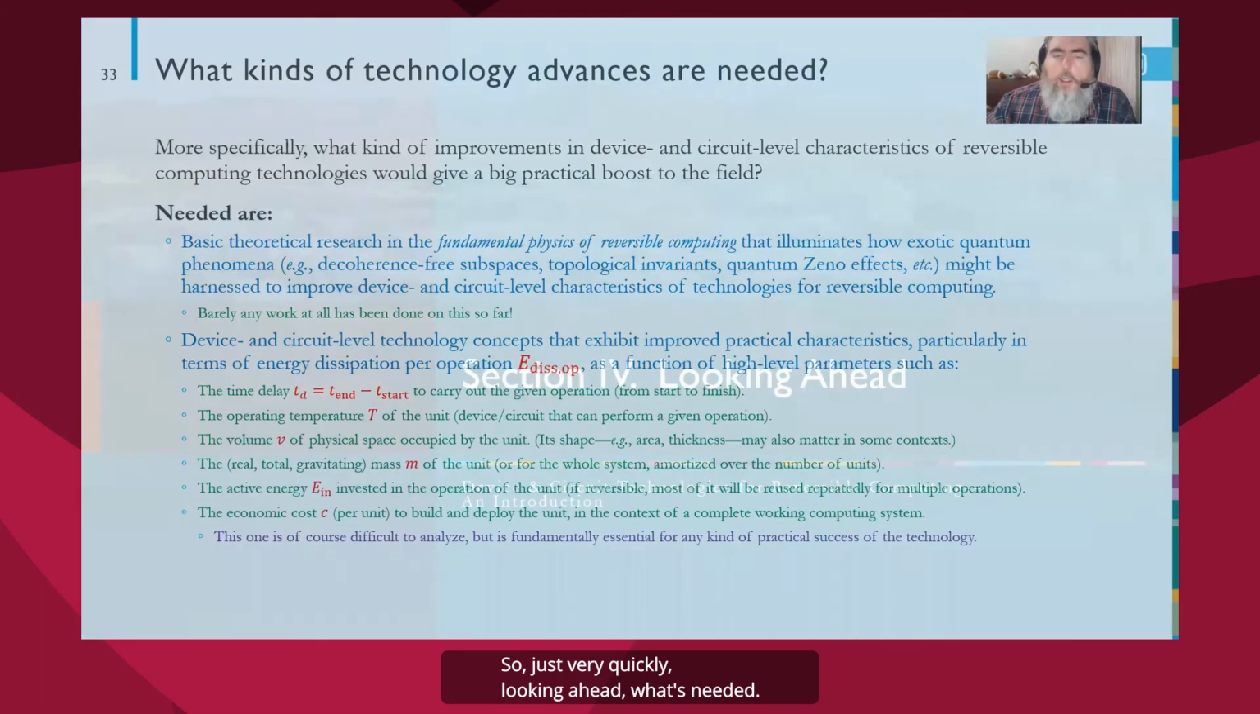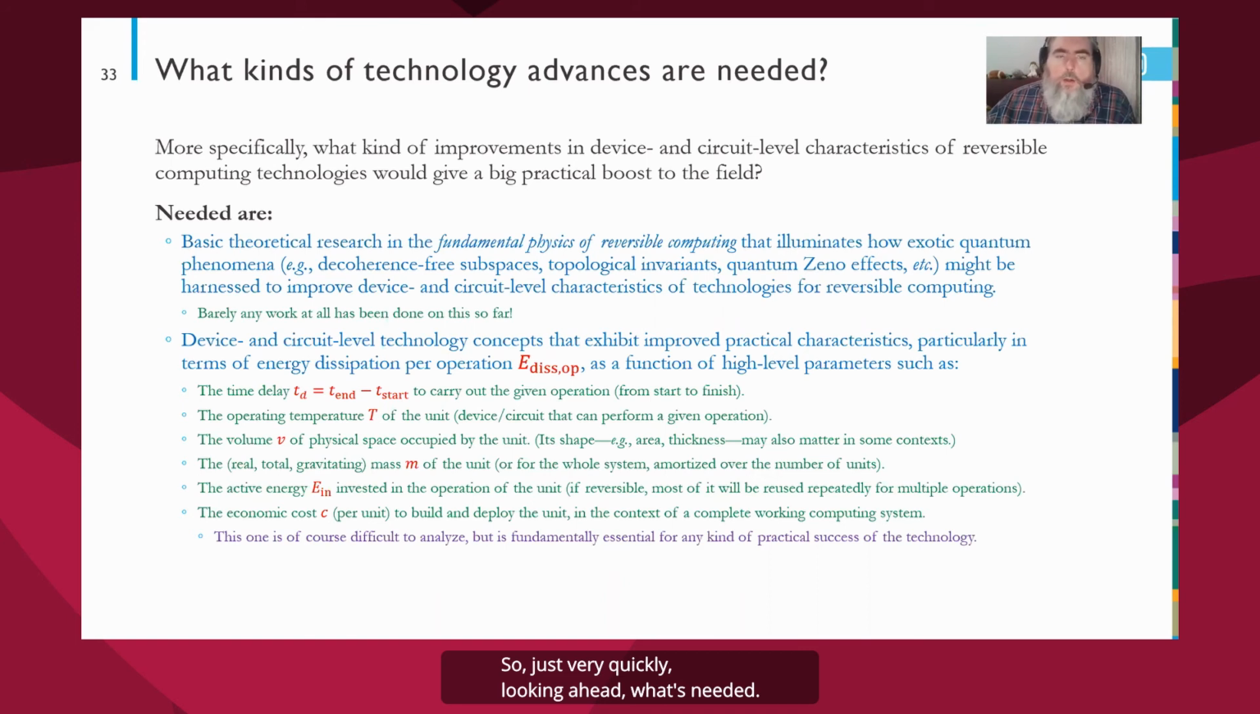So just very quickly, looking ahead, what's needed, I mentioned yesterday the fundamental physics work that's needed. But at the device level, we also need to design new devices that have good characteristics, such as low dissipation as a function of parameters such as the speed, the temperature, the size, the mass. We also want to know the energy invested in the operation. And if it's reversible, most of that energy should be recovered and reused. And then cost is an important consideration.